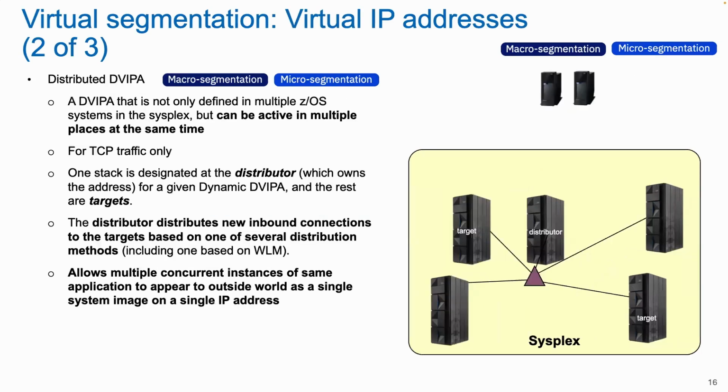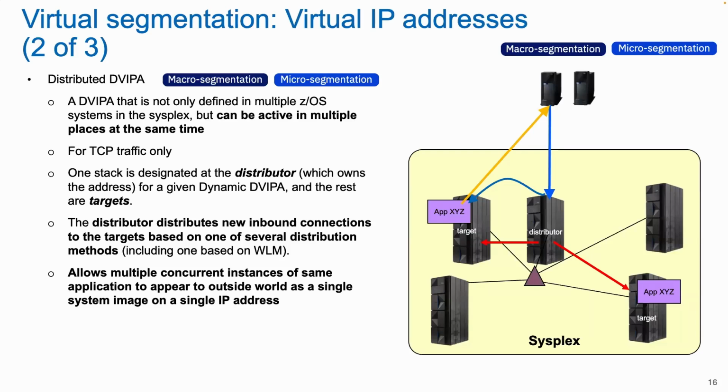Okay. Now, the final virtual IP address, and this is the most common one, hopefully everybody uses this in their environment as well, is what we call a distributed dynamic VIPA. Think of this as a software load balancer that resides directly inside of the sysplex. Essentially, one of the TCP stacks owns that distributor IP address, and then there's a set of eligible targets where the applications are actually running. When a request comes in to the distributor, it will forward to one of those targets.